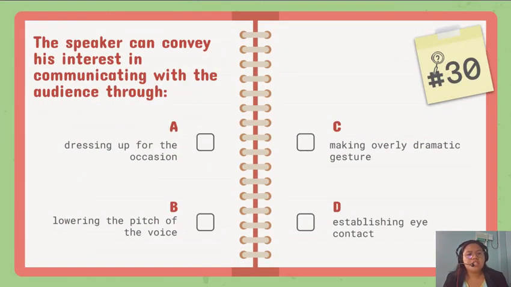Number 30. The speaker can convey his interest in communicating with the audience through A. Dressing up for the occasion, B. Lowering the pitch of the voice, C. Making overly dramatic gestures, or D. Establishing eye contact. The correct answer is letter D. Establishing eye contact with the audience builds a rapport between them and the speaker. This gesture makes the audience feel that the speaker is not merely talking in front of them, but actually conversing with them.